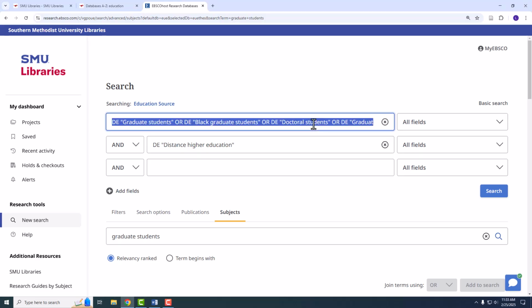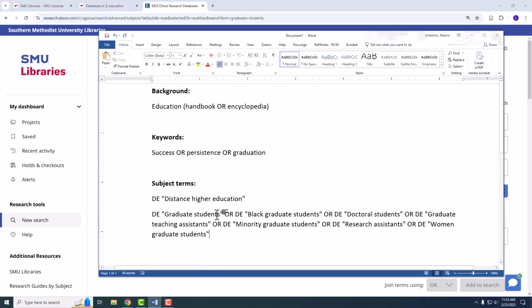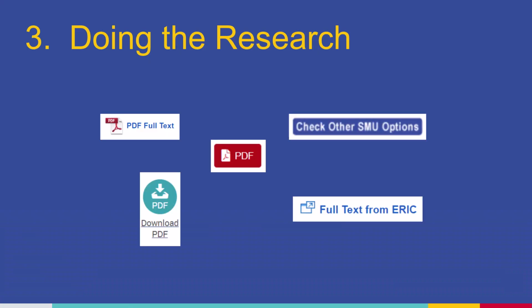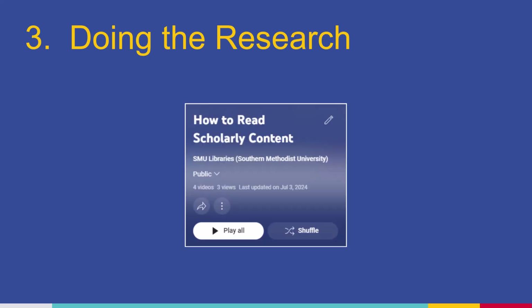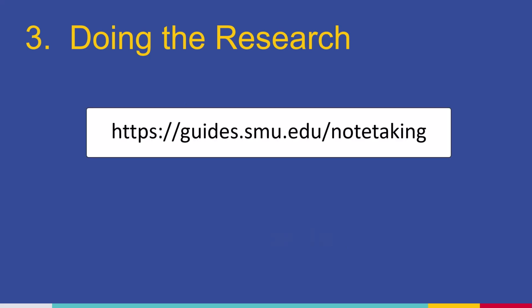As you are searching, be sure to keep track of several things. First, save the most useful search strings that you use, often just by copy and pasting the text into a Word document. Second, save PDF copies of any items you might want to use in your final literature review. Don't feel you have to read all of these articles cover to cover. Check out this video playlist for guidance on how to read scholarly content strategically, or view this guide for help on how to take notes in a way that helps you to gain understanding.